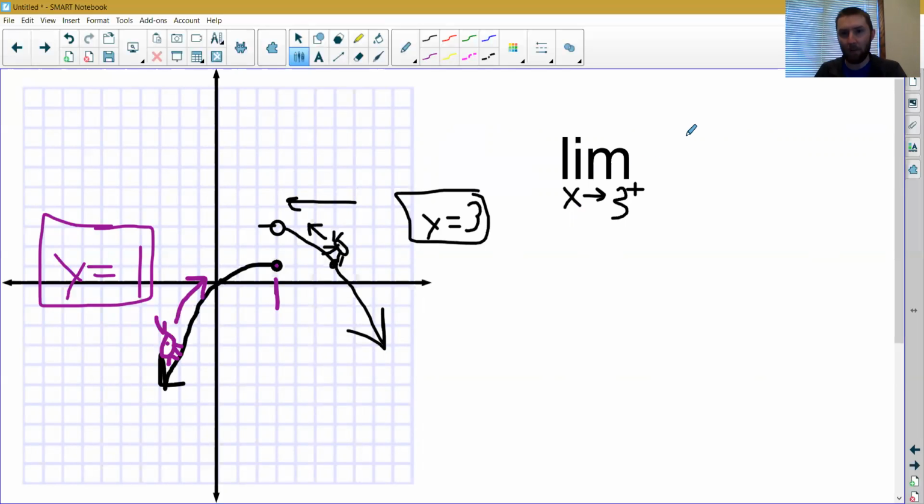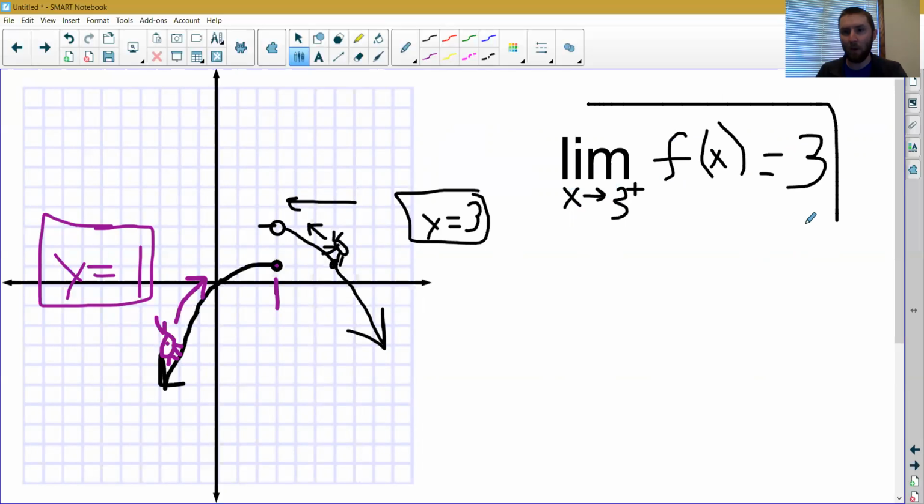What value does he think his function is going to take, f of x? The limit of f of x as x approaches 3 from the positive side is going to equal, I believe, 3. We decided he thought he was going to get to y equals 3. So this would be a one-sided limit for this particular function as we approach 3 from the positive side. And I can do the same thing.